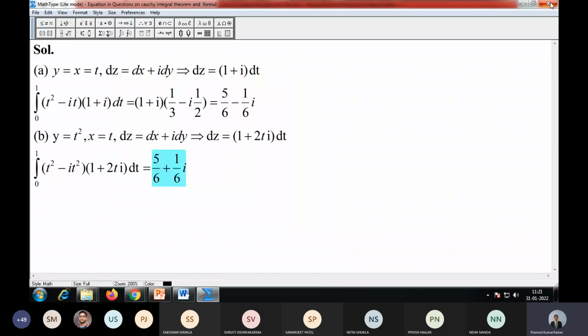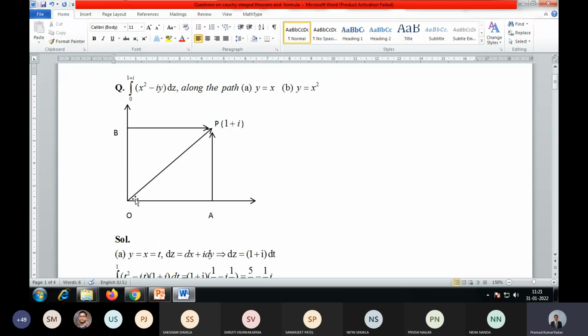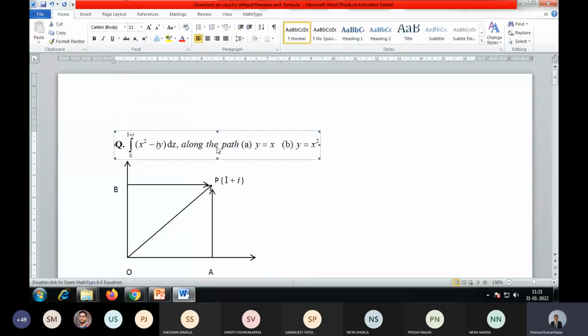So when we choose two different paths to integrate x square minus iy dz from 0 to 1 plus i, then the value of the integration is coming different. There is another way also. It means the same thing you can integrate. It means 0 to 1 plus i as O to A, then A to P. You need to do it. I'm not going to do it. It may be asked, or O to B, then B to P. So accordingly, you may find the value of the integration. It's not a problem. Next question, you may note down.